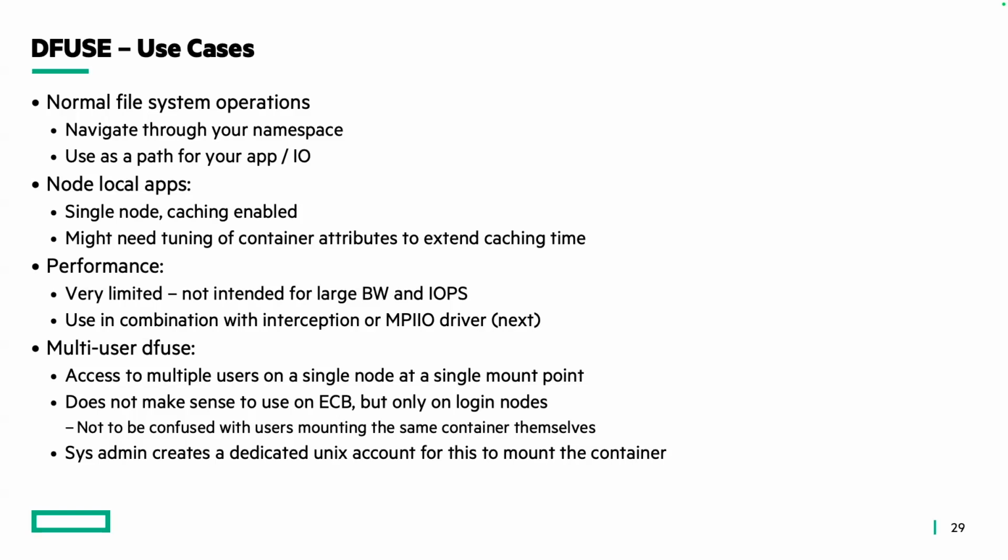You do not use dfuse by itself if you're doing hundreds or thousands of client runs, and you expect a large bandwidth, high bandwidth, and high IOPS number. You won't get that just with dfuse. You need to use dfuse in combination with the interception library, as Johann explained later, or I explained before, or using the MPI-IO driver, which we'll talk about in the next few slides.